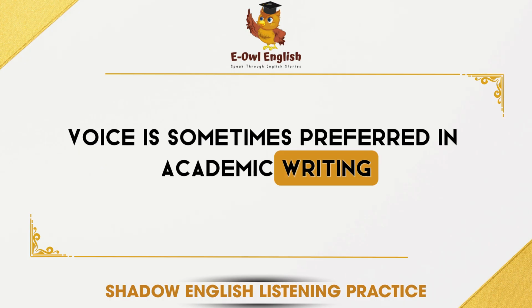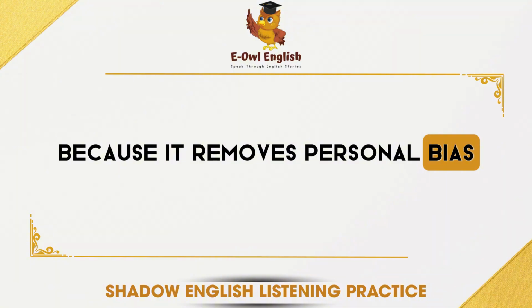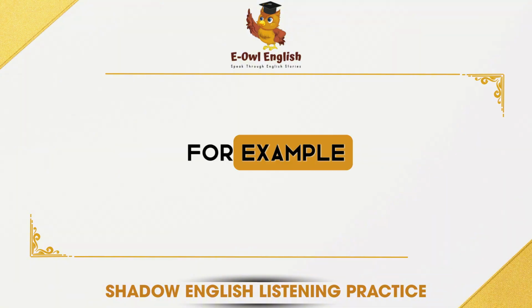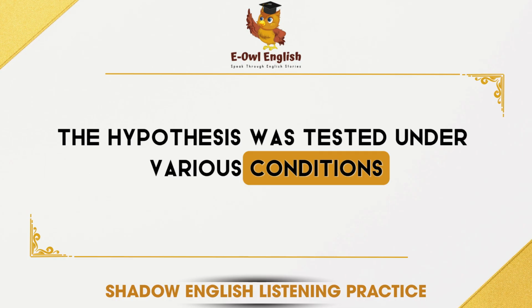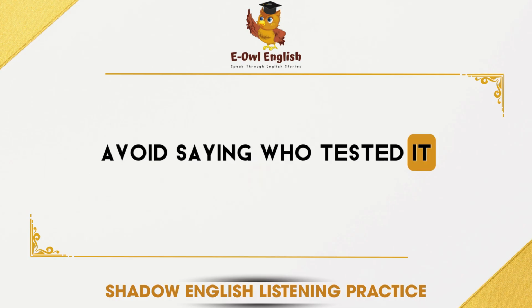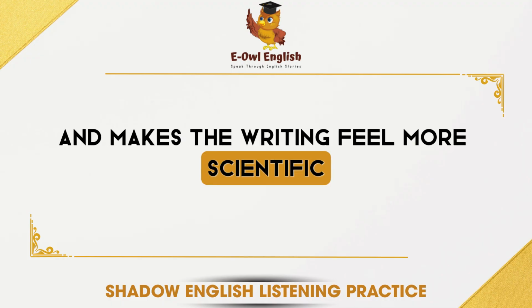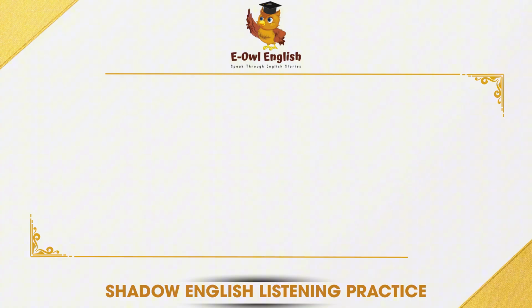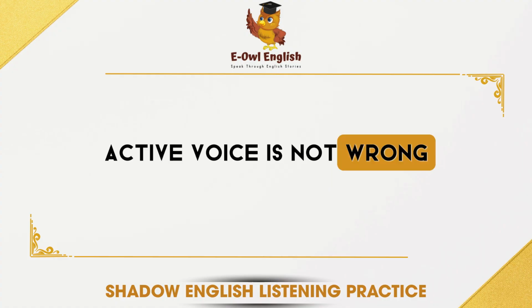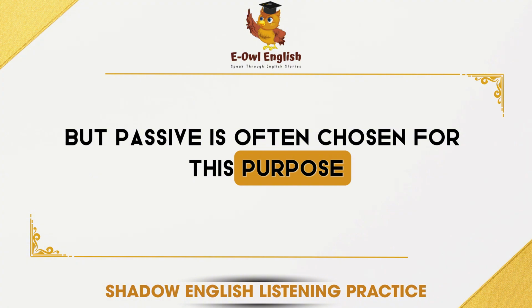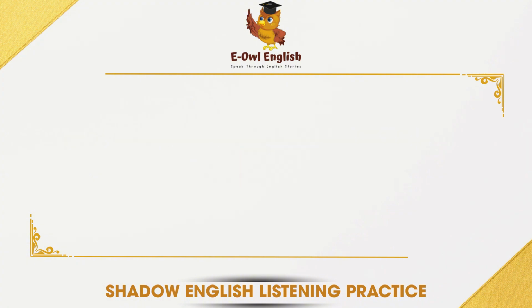Passive voice is sometimes preferred in academic writing because it removes personal bias. For example, "the hypothesis was tested under various conditions." Avoid saying who tested it. This keeps the focus on the process and makes the writing feel more scientific. Active voice is not wrong, but passive is often chosen for this purpose.